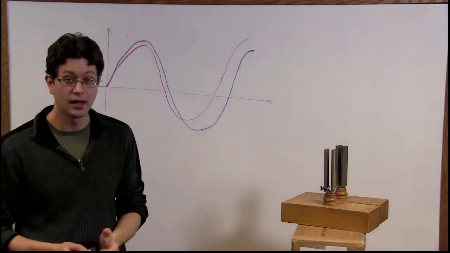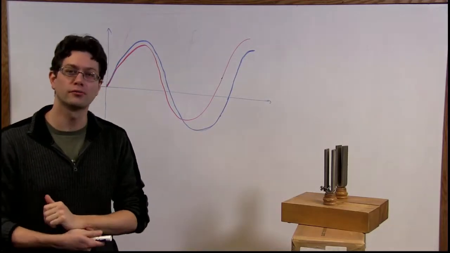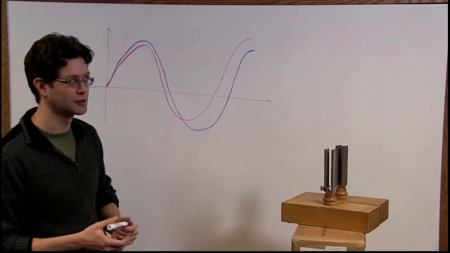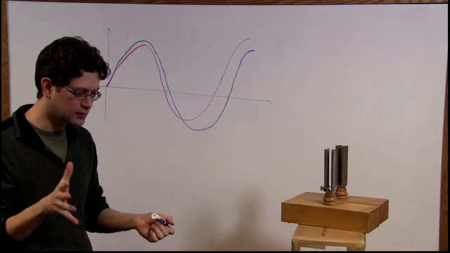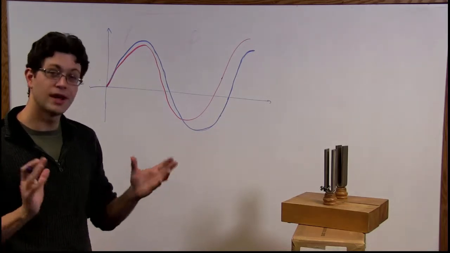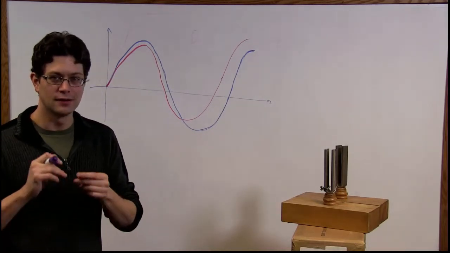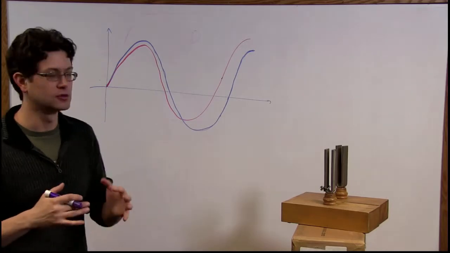Hello everyone! In this second video for this week, I want to talk about the most important property of waves, and that is interference. The thing that's really particular about waves is that they can pass through each other, and when that happens, their amplitudes just add directly.